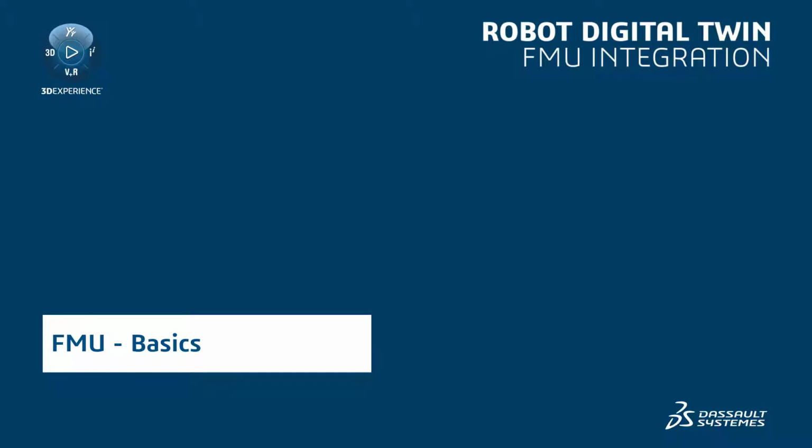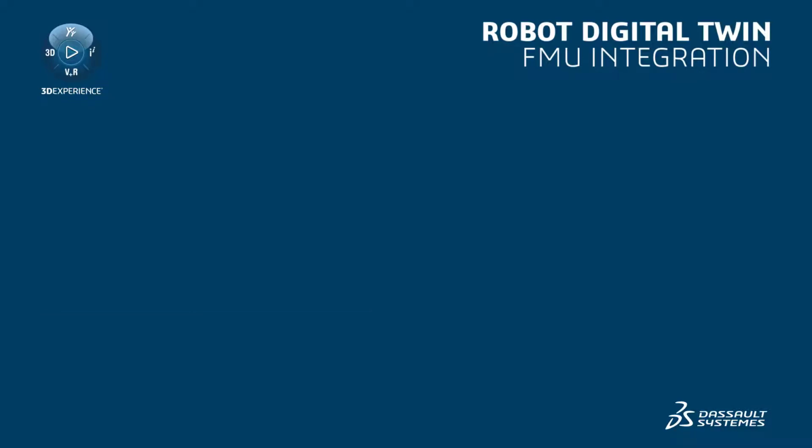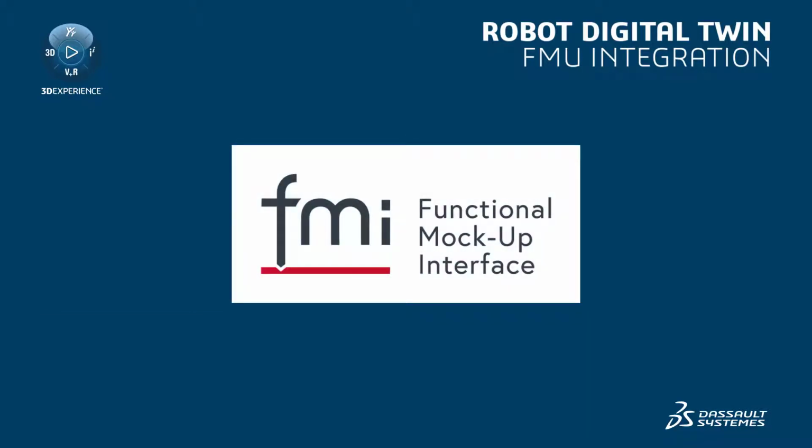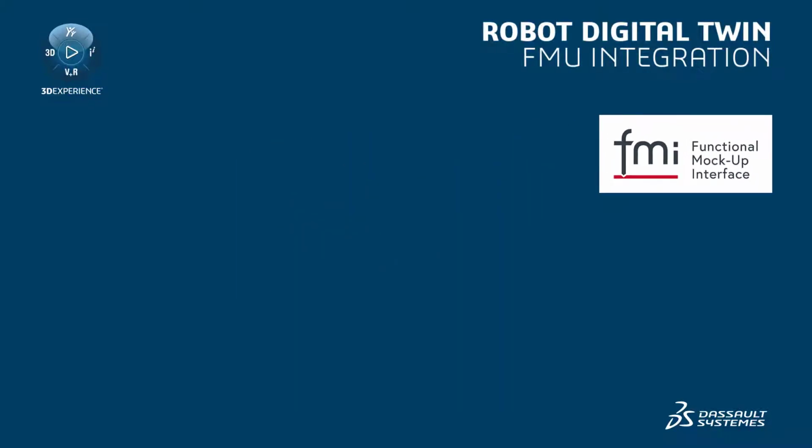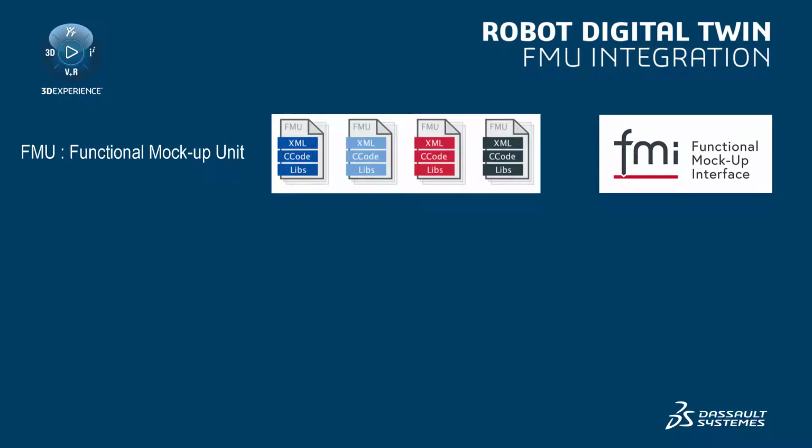Let's get into a general presentation of the FMI. FMI means Functional Mockup Interface and is a standard to exchange dynamic model as FMU files. FMU are functional mockup units. They are composed of a zip file containing XML files, binaries and C code.